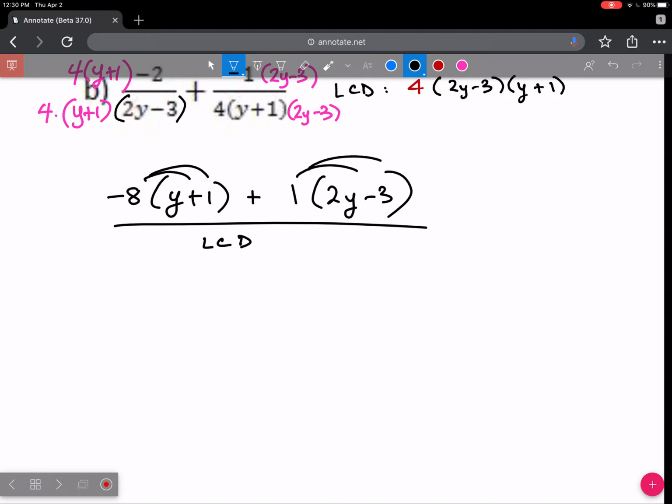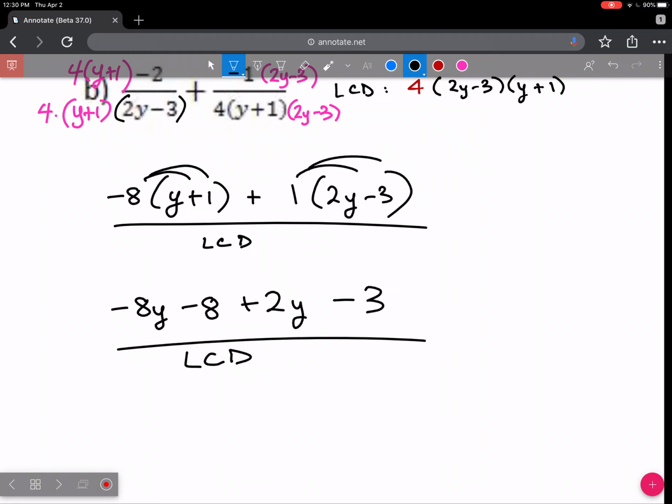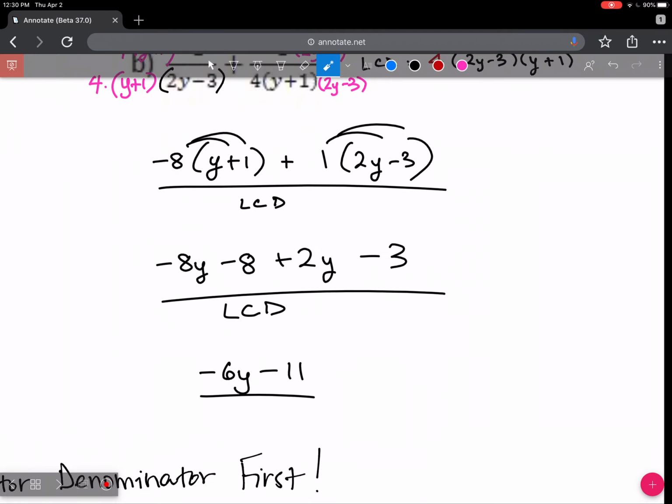Distribute and collect like terms. Negative 8y minus 8 plus 2y minus 3 all over that LCD. I get like terms here and here. We got minus 6y and a minus 11 all over. Now as I look at this numerator, say that was a 12, then I probably have to do one more step and take out a 6 and all that. But because that's 11, there's nothing left in common here. I can't further simplify, so I know I'm done there. I am just going to jot down the LCD because I want to write my final answer.